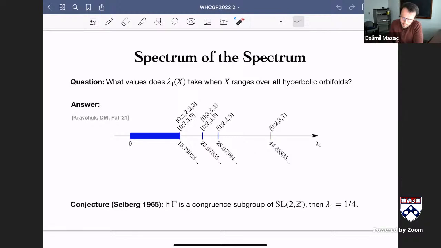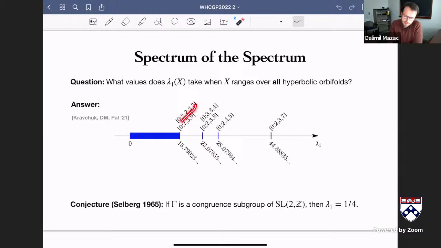There's a discrete point coming from the (2,3,7) triangle, which we already know is the maximizer of lambda 1, and there are 2 more discrete points corresponding to 3-punctured spheres, (2,4,5), (2,3,8), and (3,3,4). So there are 2 different 3-punctured spheres with the same lambda 1 over here. And finally, there is a continuum which starts at about 15.79 and then goes all the way to 0. And this corresponds to a 4-punctured sphere.